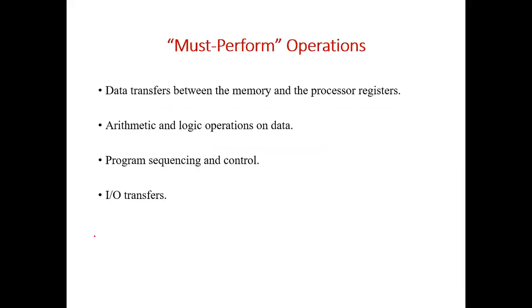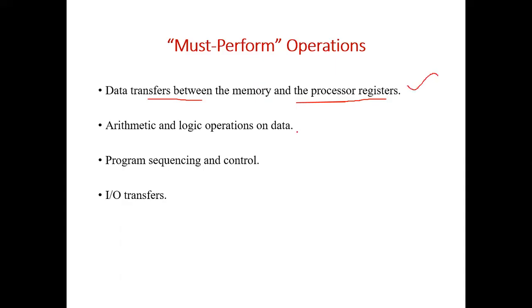A typical computer should be able to handle these four types of instructions. So what are they? A typical computer should have instructions for transferring data between memory and processor registers. In processors we'll have general purpose registers. So there should be some set of instructions available to transfer data from memory to registers and also from registers to memory. A typical computer should support these instructions.